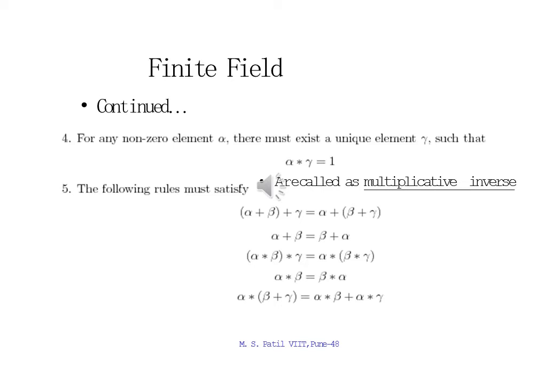The same is there for multiplication. Alpha into beta multiplied by gamma is the same as alpha into beta into gamma. So the meaning is, again multiplication satisfies the associative property. Alpha into beta is the same as beta into alpha, which is the commutative property, and the last one is the distributive property.